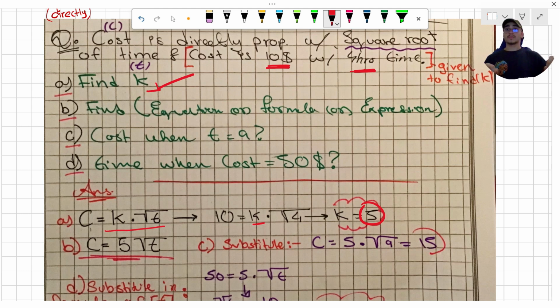To find the formula or expression, we know k is 5, so we substitute this into the original formula. C is equal to k times root t, so c equals 5 times root t, because 5 is k. And this is our equation or formula or expression. Now part c is asking us to find the cost when time is 9. So substitute time, instead of 4, make it 9. C is equal to 5 times root 9, so C is equal to 15.